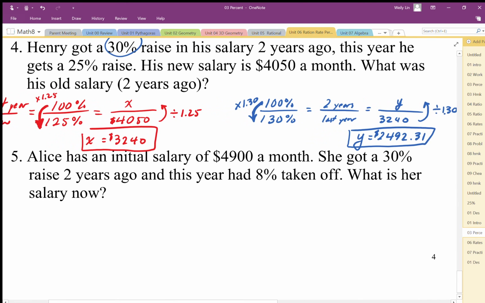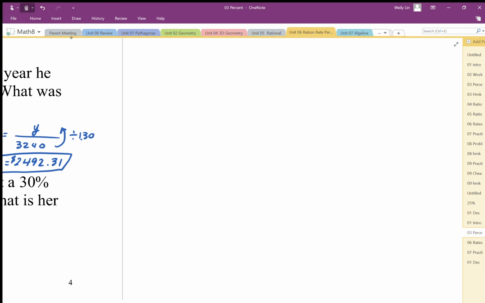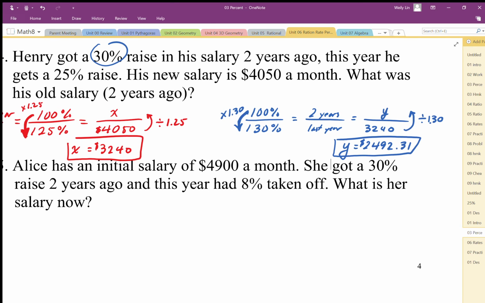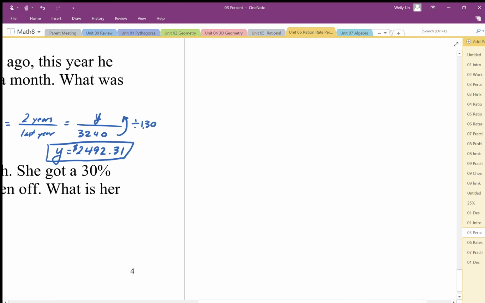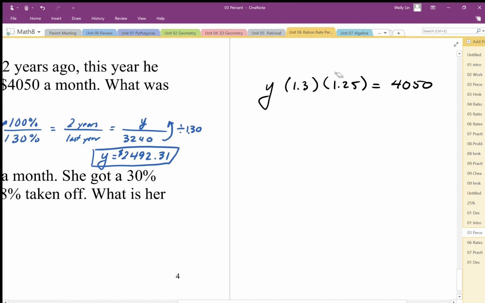Now this problem, I did it in 2 steps. We worked it backwards 1 year, and then we worked it backwards another year. This problem also can be done as a multiplying problem. If we understand how this works, then we can see how it fits into our proportional equation. From 2 years ago to last year, we multiplied by 130%, and from last year to this year, we multiplied by 125%. So the calculation looks like this: the original amount multiplied by 130% the first year times 125% the second year, we end up with 4050. So that's layering our multiplication, layering our percentages in 2 steps.